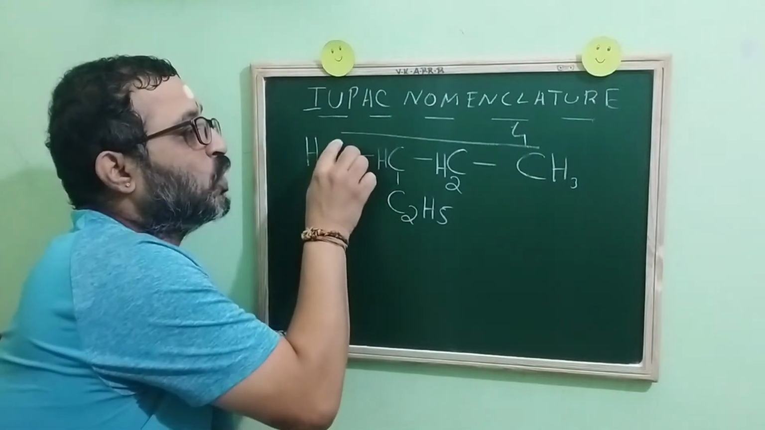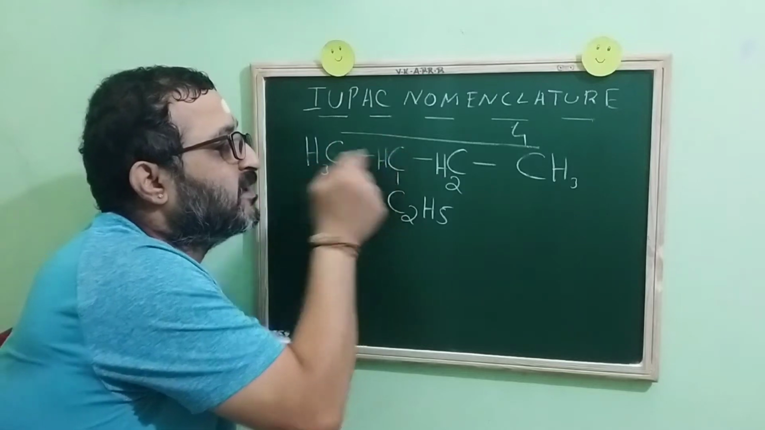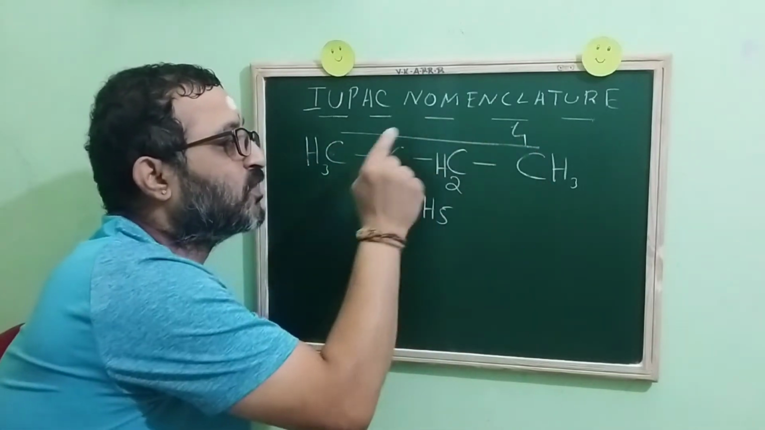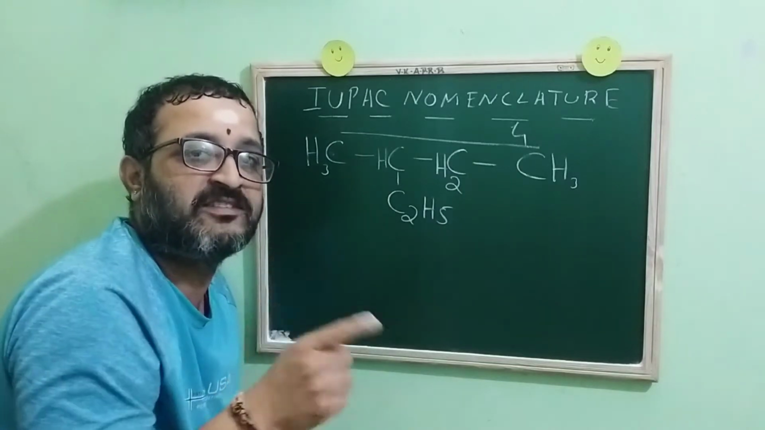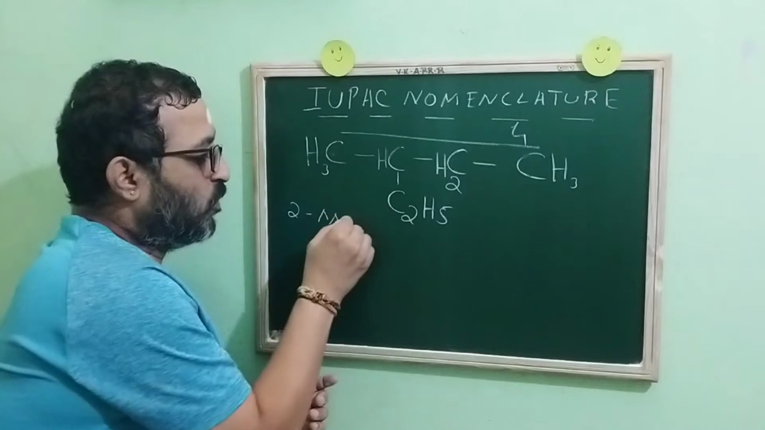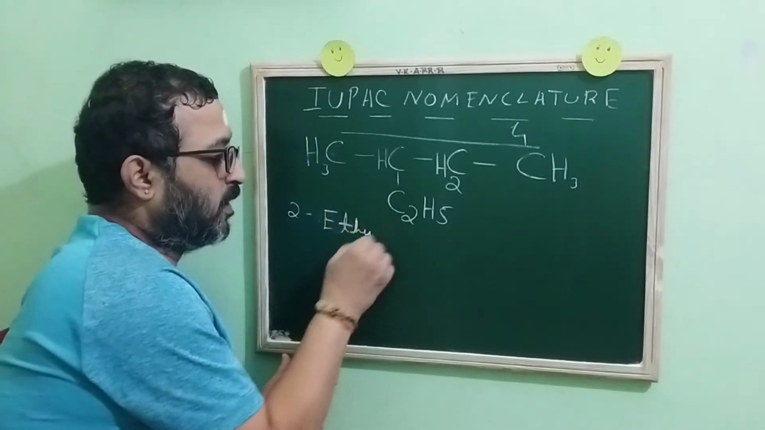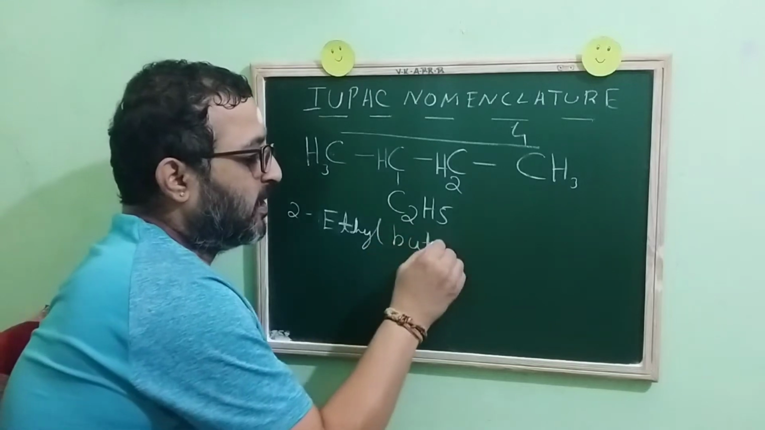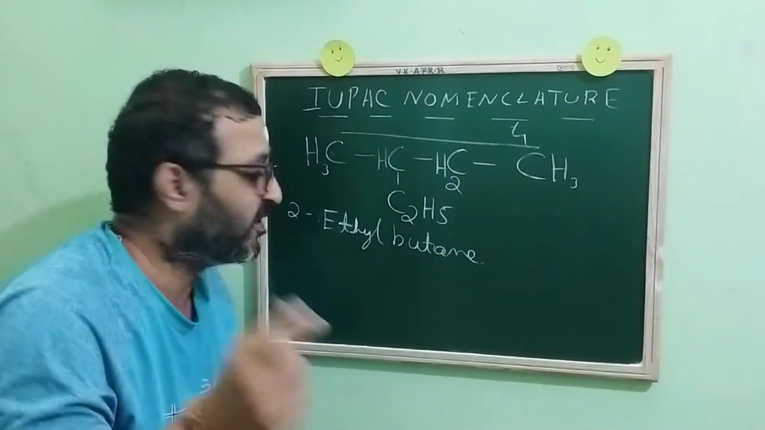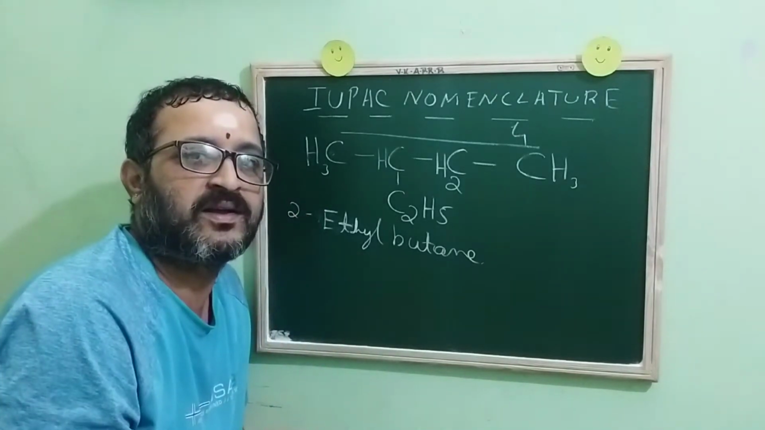Now, to which carbon is the ethyl group attached? From the left side, the second carbon. From the right side, the third carbon. Out of 3 and 2, which is least? 2 is least. So, the name of the compound is what, children? It is 2-ethyl butane.